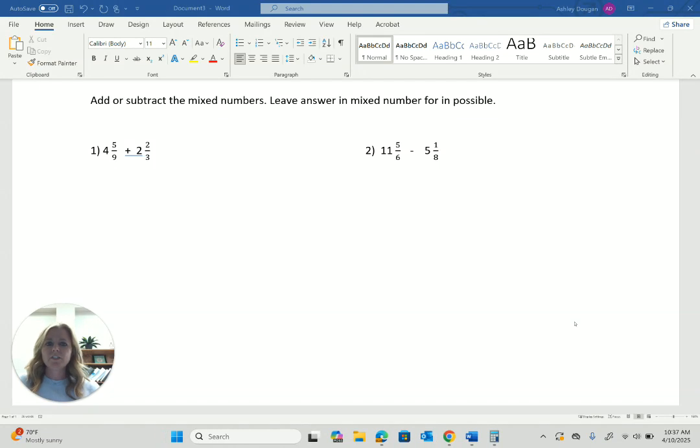We looked in our previous video how to add and subtract fractions, and in this one we're going to look at how to add and subtract when we have mixed numbers. For my class, anytime we have mixed numbers, our first step is always going to be to change them to improper fractions, and I have a separate video where we practice going back and forth between mixed number and improper fraction.